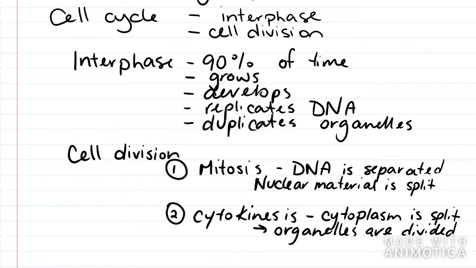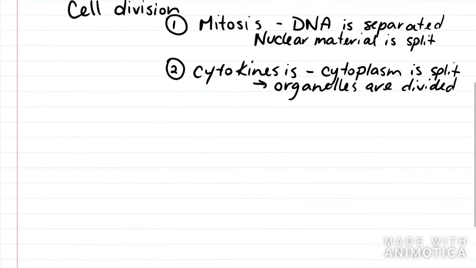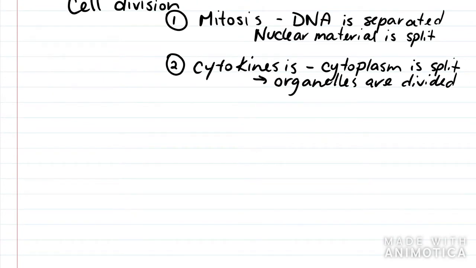So, the cell cycle is two different things, interphase and cell division. Cell division itself is split into mitosis and cytokinesis. But mitosis is actually split into 4 different stages, because as you could probably guess, it's kind of complicated to split up all the DNA.